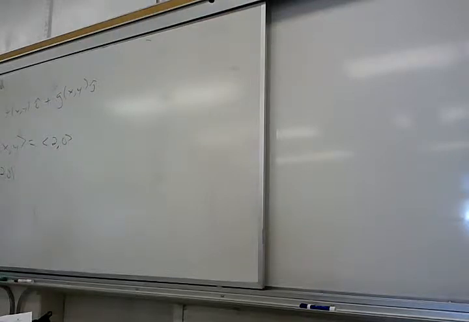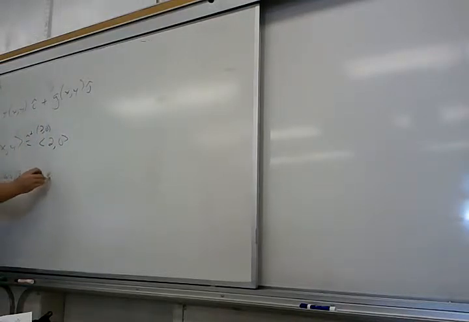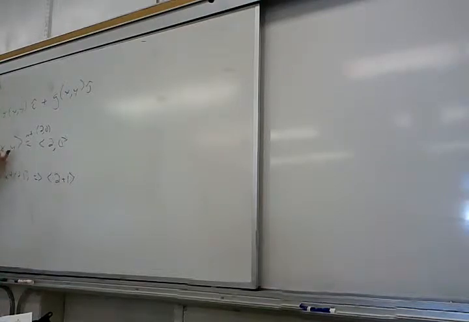What would it be at the point 2, 1? At 2, 1, it's the vector 2, 1. Might have been negative last time. So at 2, 1, you see how it's pointing in the direction of 2, 1. It's pointing parallel to that. So these are very, very simple functions that I can use to define a vector field.